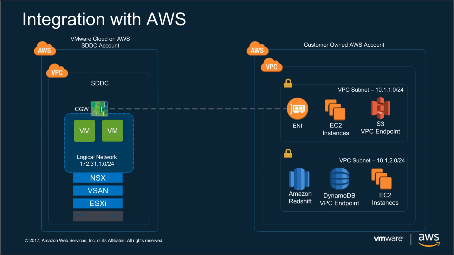So in this case, I could connect from my 172.31.1.0/24 logical network over to my 10.1.1.0/24 or my 10.1.2.0/24 without any type of network address translation or anything like that. This is all private connectivity and would be very easy to connect without having to traverse the internet or set up VPN tunnels or anything like that.